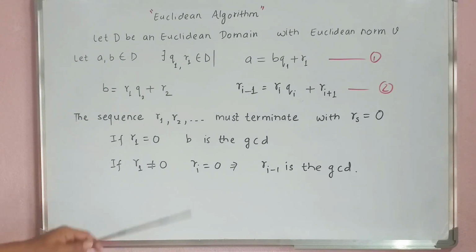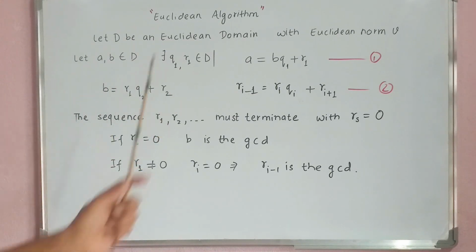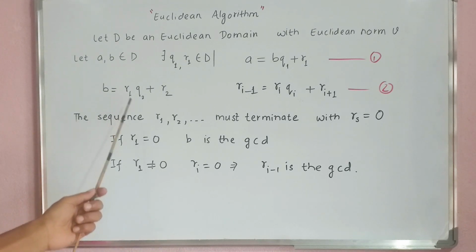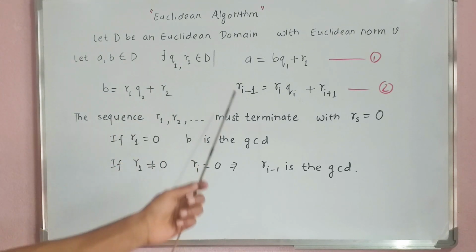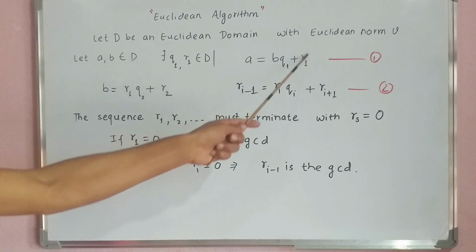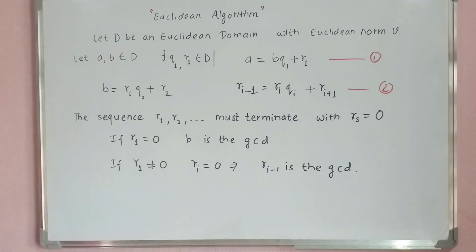Now the statement of Euclidean algorithm. Let D be a Euclidean domain with Euclidean norm V, then for A, B belongs to D, there exist Q1, R1 belongs to D such that A equals B times Q1 plus R1, and we have B equals R1 Q2 plus R2, and likewise R(i-1) equals Ri Q(i) plus R(i+1), and the sequence R1, R2, and so on must terminate with some Rs equals 0. Now if R1 equals 0, B is the GCD of A and B. But if R1 not equal to 0, then for some i, Ri equals 0, in that case R(i-1) is the GCD of A and B.